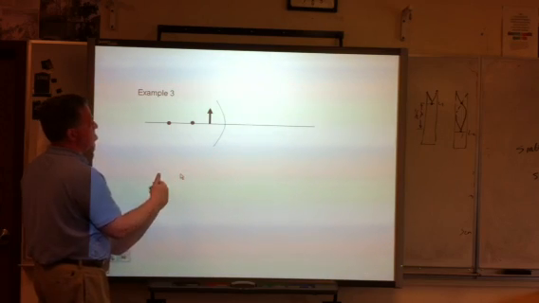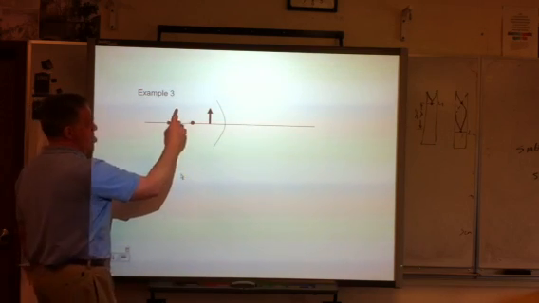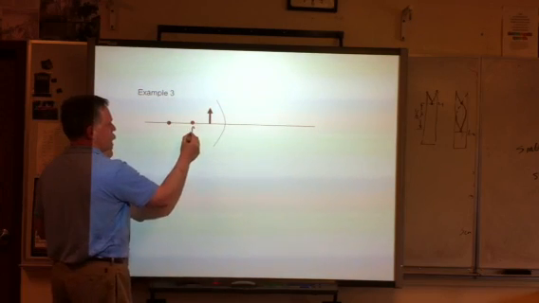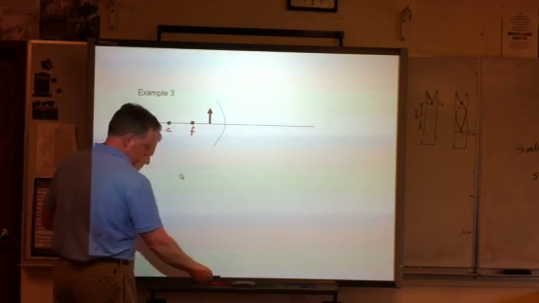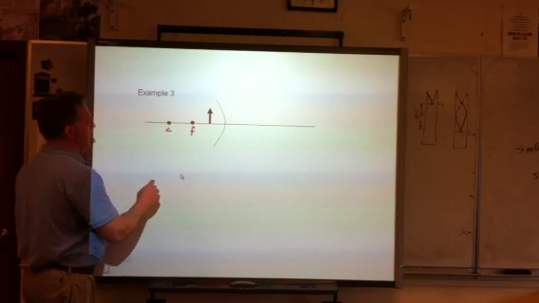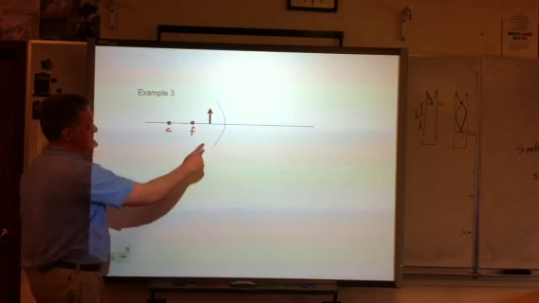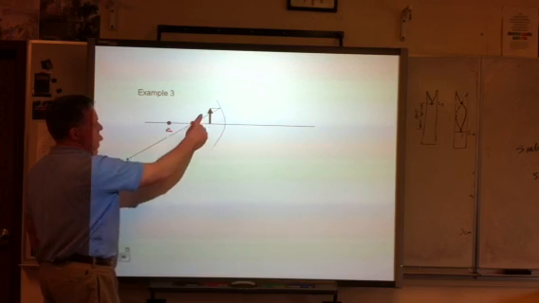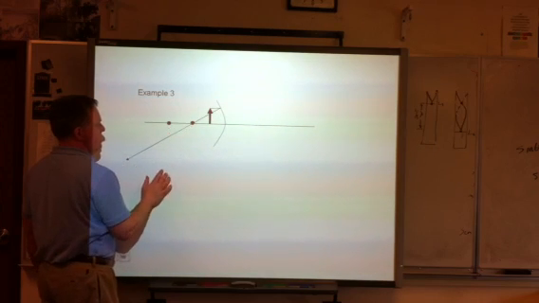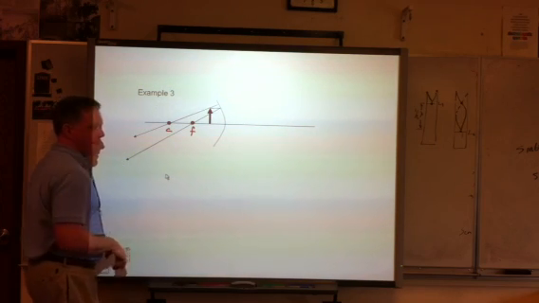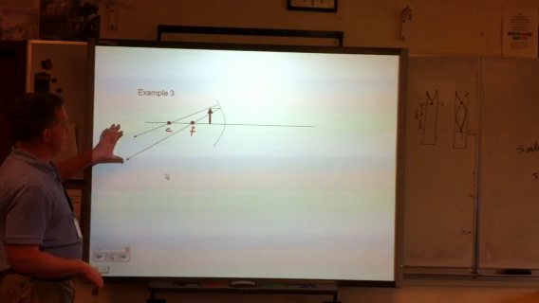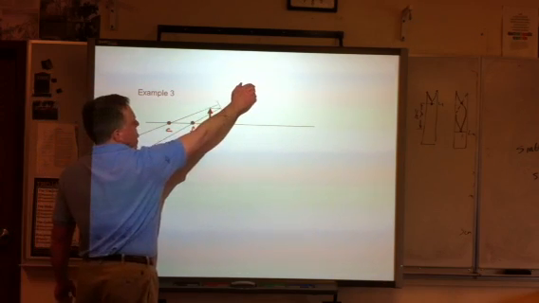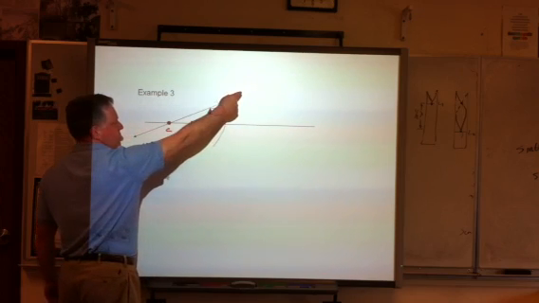Our next example, we're going to move it closer yet. So now the object is inside the focus. So here's the focus, here is the center. Okay? Again, draw the same lines. Lines go in parallel, go down through the focus. Lines that go through the center continue on straight. So it would look like this. Now the problem with this one is they're never going to meet over here. But if we could extend the lines back up this way, then they're going to meet back there somewhere.